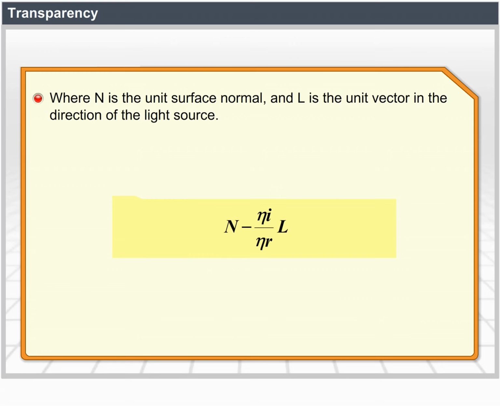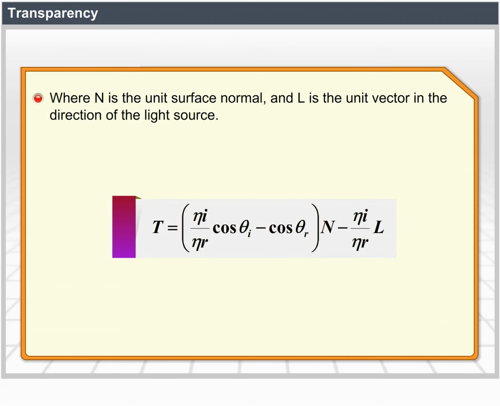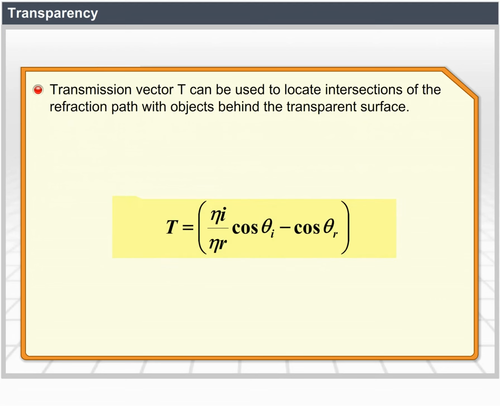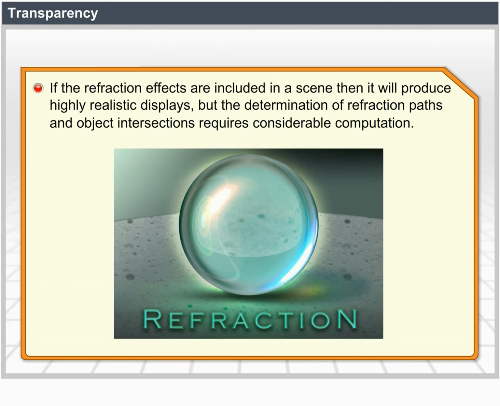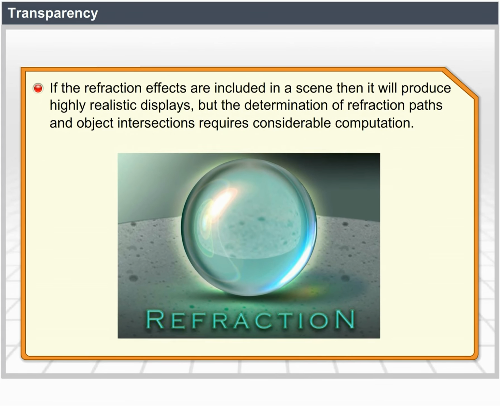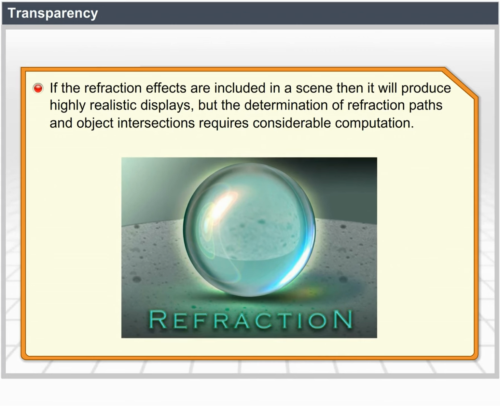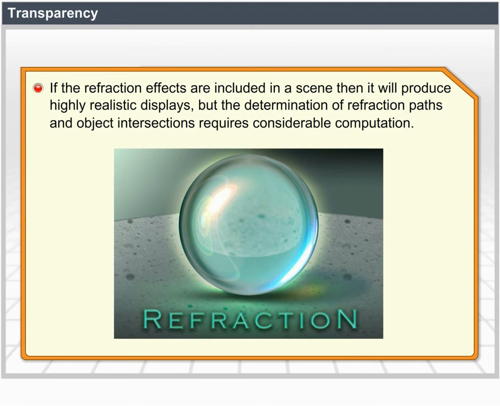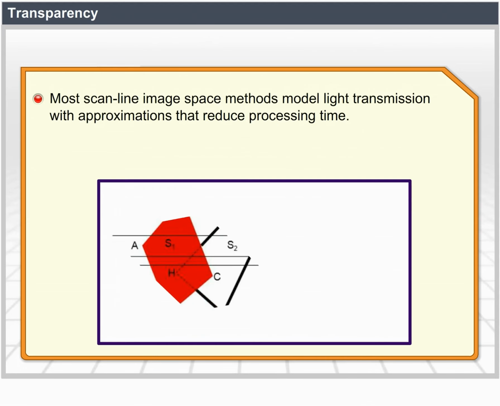Transmission vector t can be used to locate intersections of the refraction path with the objects behind the transparent surface. Including refraction effects in a scene can produce highly realistic displays, but the determination of refraction paths and object intersections requires considerable computation. Most scan-line image space methods model light transmission with approximations that reduce processing time.